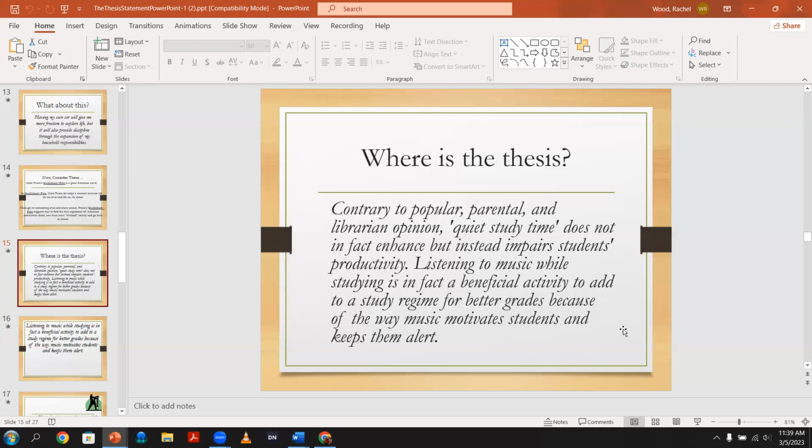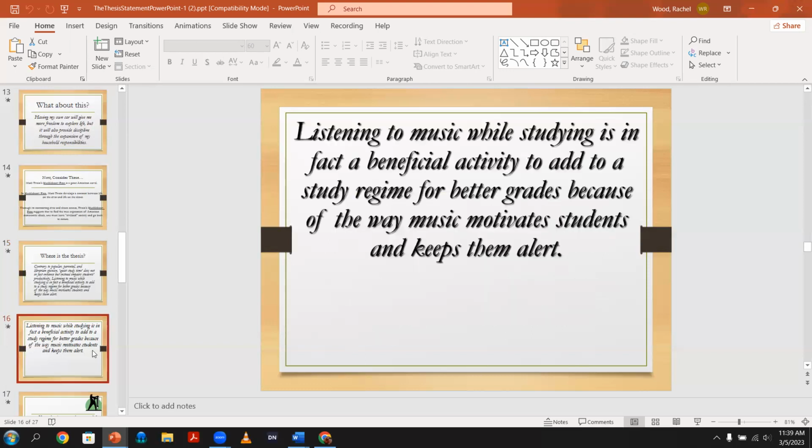Okay, so now that you've had a couple of moments to really look at that, the thesis statement is: listening to music while studying is in fact a beneficial activity to add to a study regime for better grades because of the way music motivates students and keeps them alert. Now, while this is not a perfect thesis statement, in fact, I would actually err on the side of caution with this because it is a very wordy thesis statement. It is still a thesis statement.